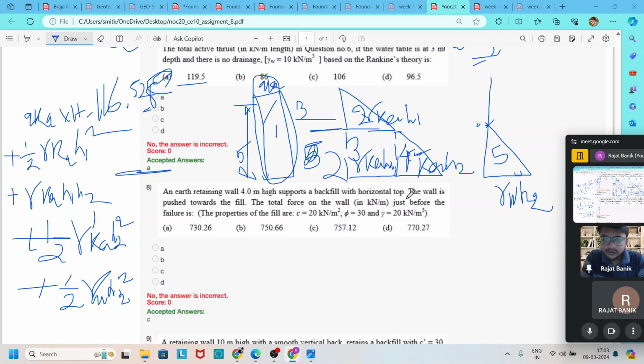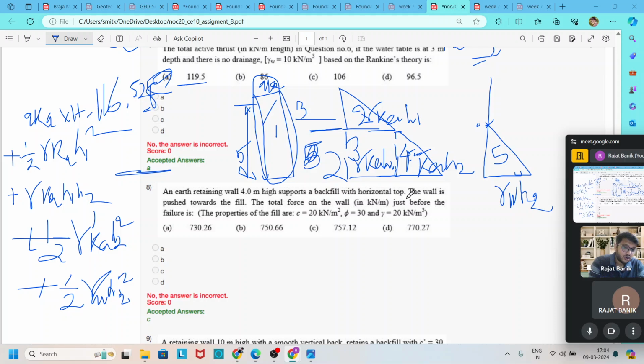We are discussing question number 8. Now, question number 8. It is said that an earth retaining wall, 4 meter height, supports a backfill with a horizontal top. So the top surface is horizontal. The wall is pushed toward the fill. So we know that if the wall is pushed towards the fill by the soil, then there is the presence of passive earth pressure. So this problem is regarding the passive earth pressure.